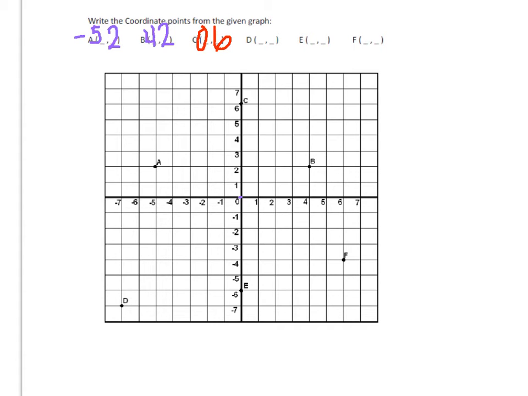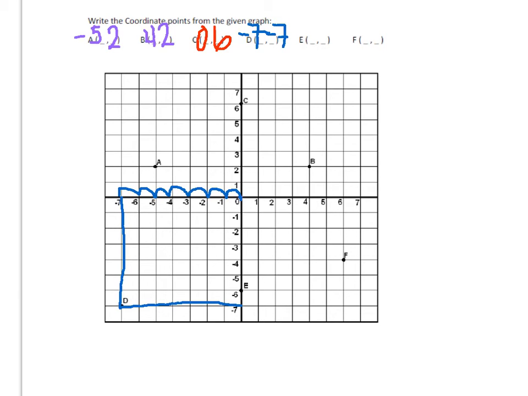Let's move on to letter D. Start at the origin again. You're going to have to go left, which means negative. 1, 2, 3, 4, 5, 6, 7. You can see that it's going to be at -7, and then you can also see that it's going to be at -7 for the y-axis. So your coordinate point is going to be -7, -7.